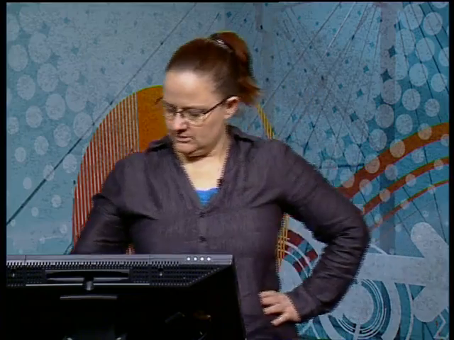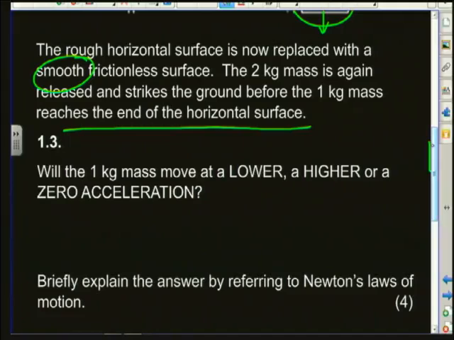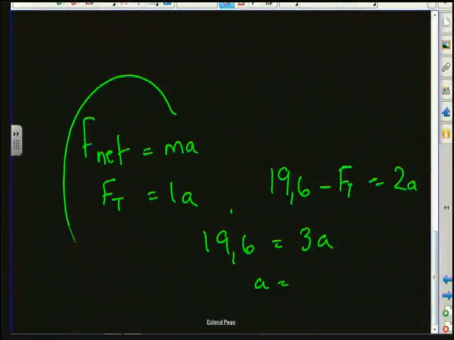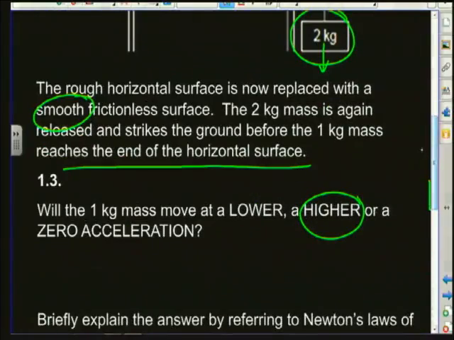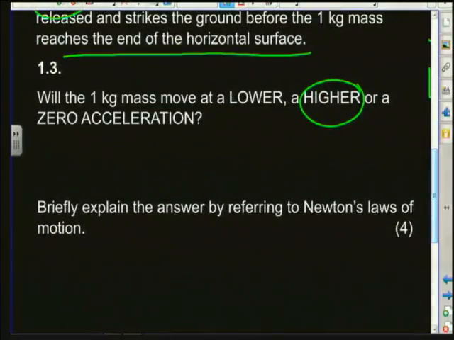Can you see that? Because now they ask you, will the 1 kilogram mass move at a lower, higher, or zero acceleration? Higher acceleration. Guys, what I've done here, this little piece here, that gets done on your question paper. Please understand that. Now, it's released, strikes the ground before the 1 kilogram mass reaches the end of the horizontal surface. So what they're saying to you is, it hits the ground, but the 1 kilogram mass won't go over the edge of the table. That's all it's telling you.